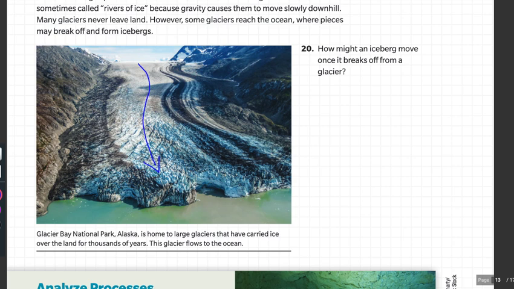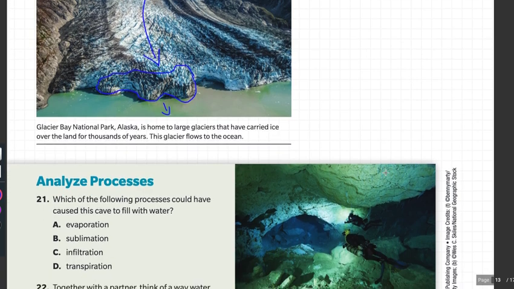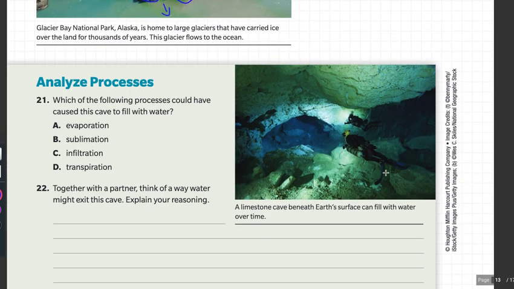And an iceberg is formed when, let's say a chunk of this breaks off. So let's say this chunk breaks off, and now that's called an iceberg. So how might it move? The iceberg would just float off into the ocean. It would probably start to melt because it's not attached, and the water around it would be warmer, so it would eventually warm and melt completely.